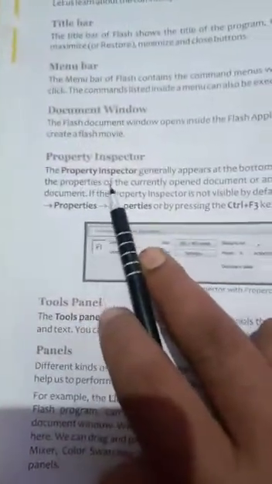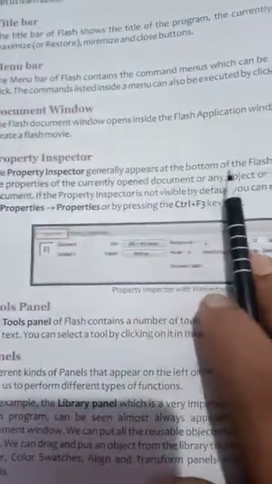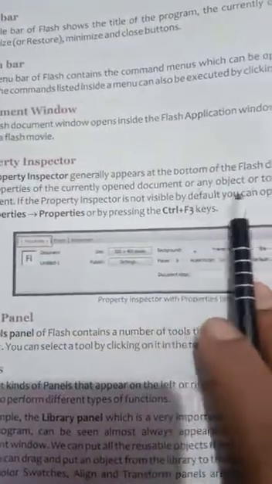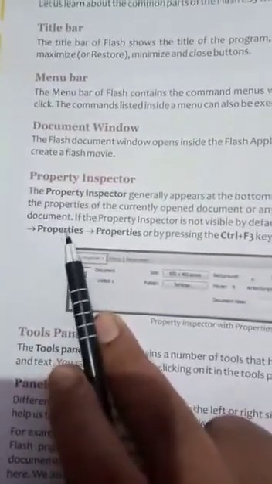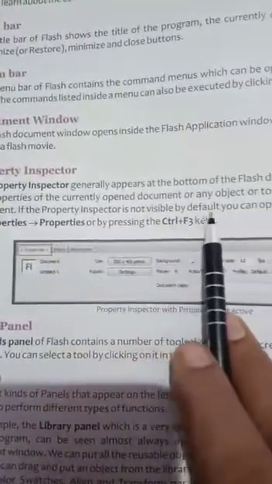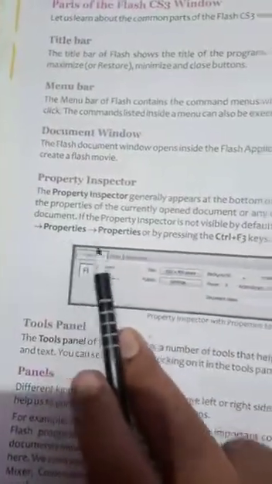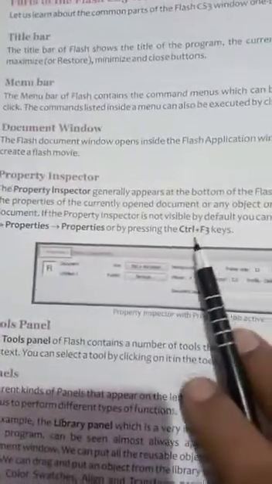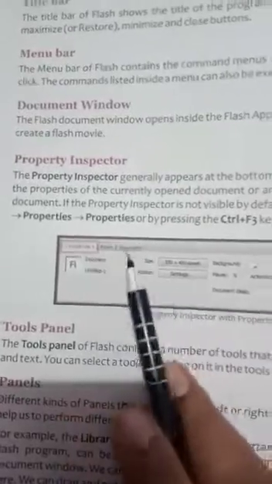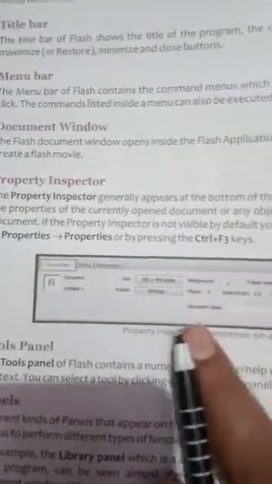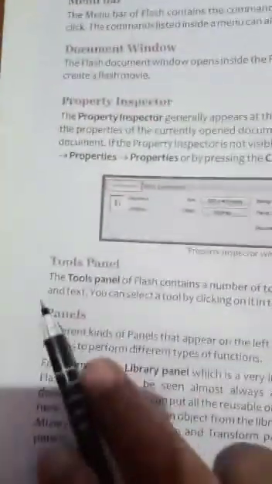Property inspector. The property inspector generally appears at the bottom of the Flash window. It shows the properties of the currently open document or any object or tool currently selected in the document window. If the property inspector is not visible by default, you can open it by clicking on Window, Properties, or by pressing the Ctrl plus F3 keys. This is the property inspector window that shows the properties of the currently open document or any object or tool.